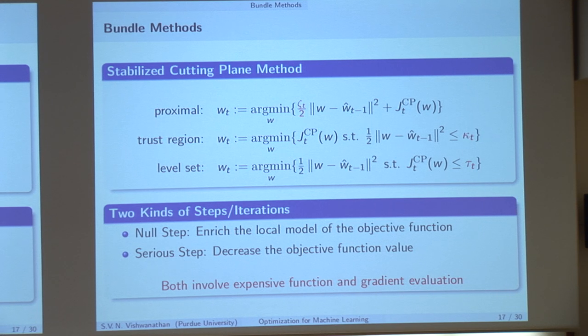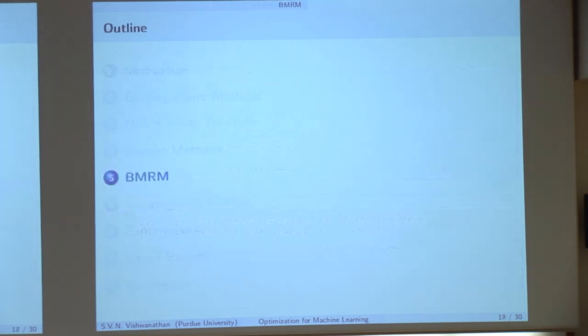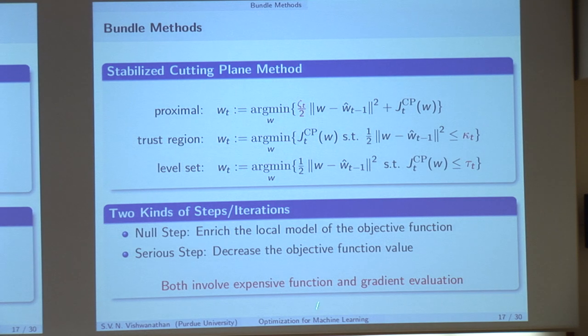Okay? So part two of the story will be after the break, when I'll show you that you can do something clever with the function and gradient evaluations, by knowing that you're doing regularized risk minimization. If somebody told you that it's not just a black box, but a regularized risk that you're minimizing, then I can do something slightly smarter. Okay, so I'll show you that.